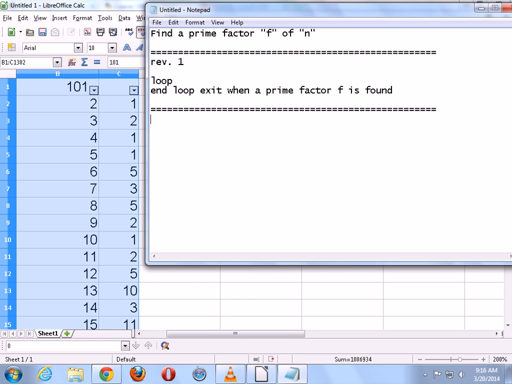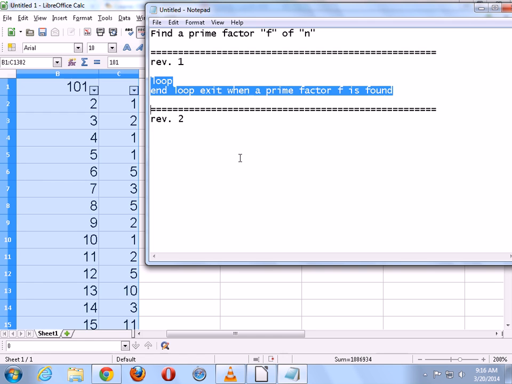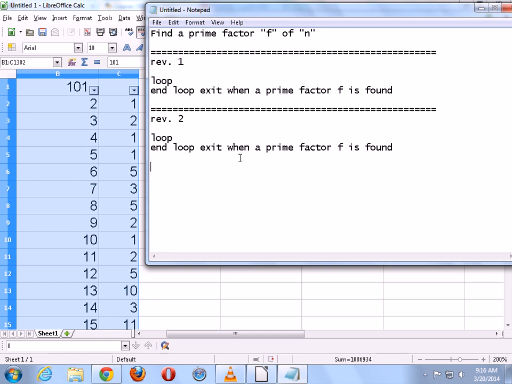So in revision 2, I'm going to use your advice and use the remainder method to determine whether f is a prime factor of n, or at least just a factor. Maybe it's not prime. So we'll just say: when the remainder of n divided by f is 0. Okay?